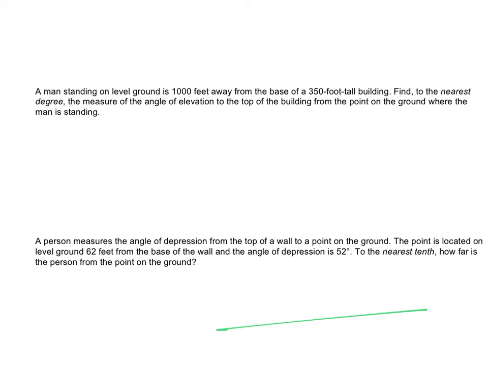So we have a man standing on level ground that is 1,000 feet away from the base of a 350-foot tall building. Find, to the nearest degree, which means the whole number, because whenever it says the nearest degree, we want a whole number, the measure of the angle of elevation to the top of the building from the point on the ground. So let's underline or annotate our background.